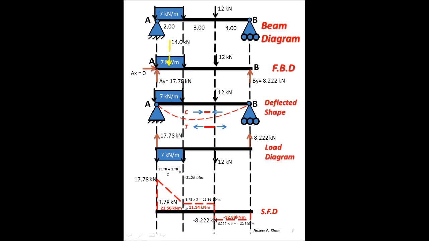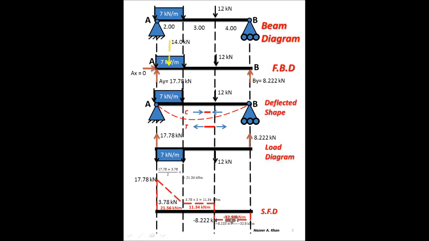Let's go and look at the rectangular shape now. We have 3.78 right at that point, and we have a distance of 3 meters. So 3.78 kilonewton times 3 meters will give you 11.34 kilonewton meter. Again, a positive moment. When we look at the last rectangle, it is a minus rectangle because we have a minus force and a distance of 4. So to calculate that, minus 8.22 kilonewton times 4 meters will give you minus 32.88 kilonewton meter. Okay, that's the number right in there.